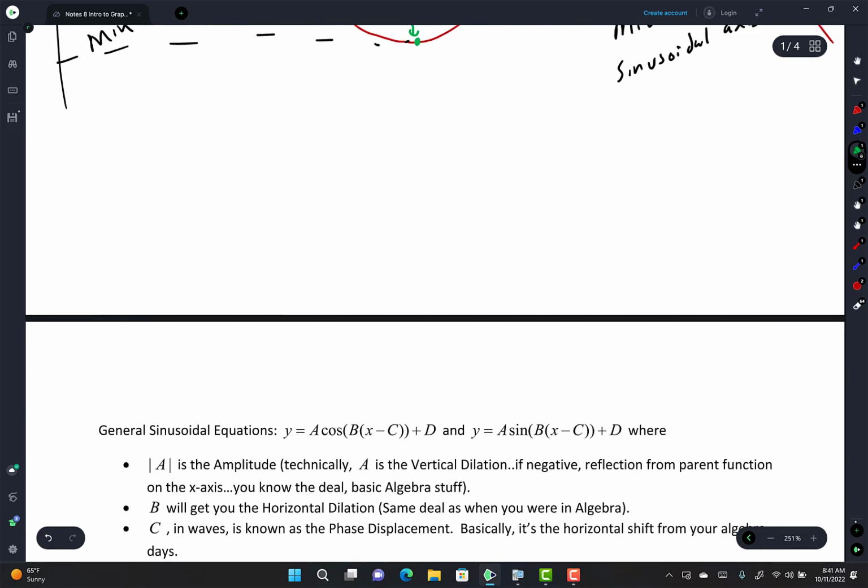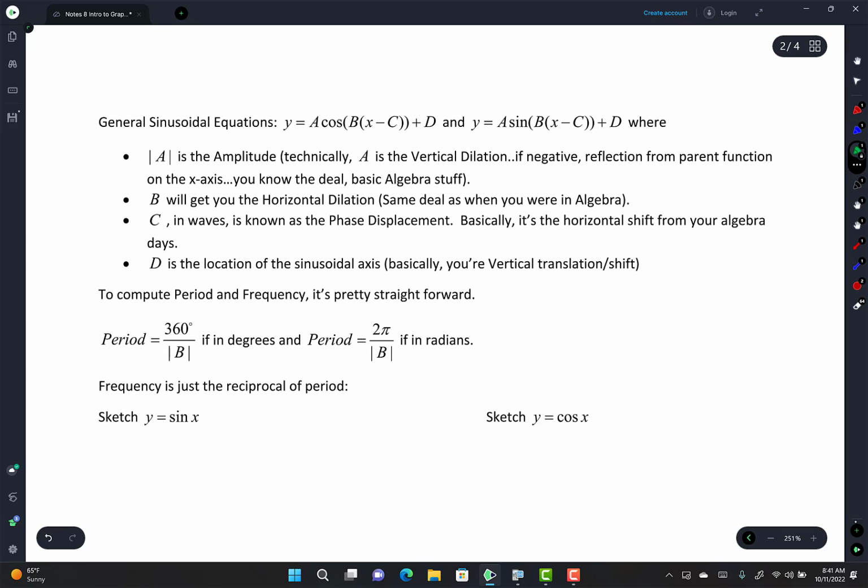So if you switch, it says general sinusoidal equations. Yes, I know that this has a cosine on it, but it's still a wave. So all waves are called sinusoids. Do we understand that, guys? So cosine's a wave, and all waves are called sinusoids. It's just a cosine, but it's still a wave.